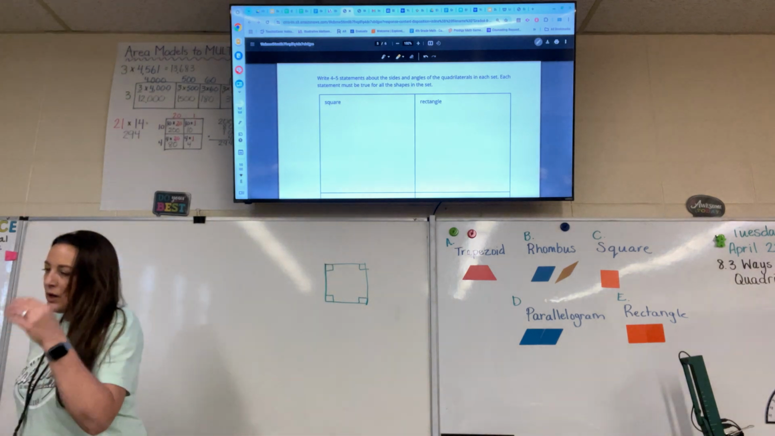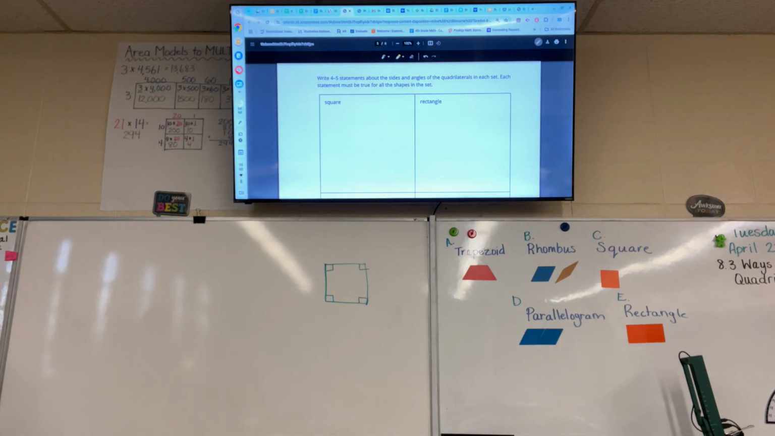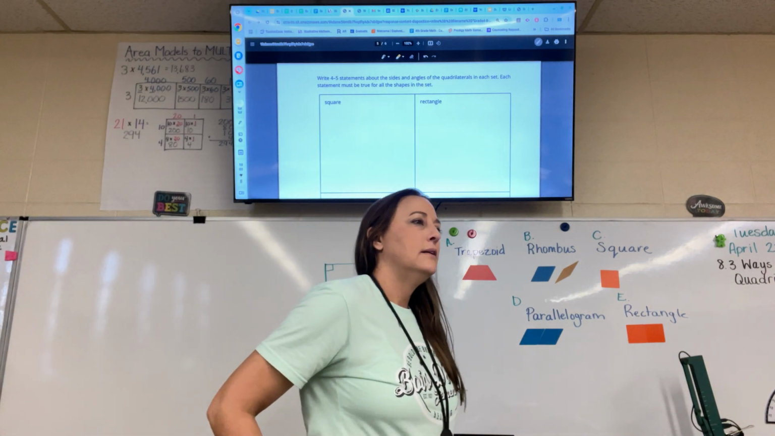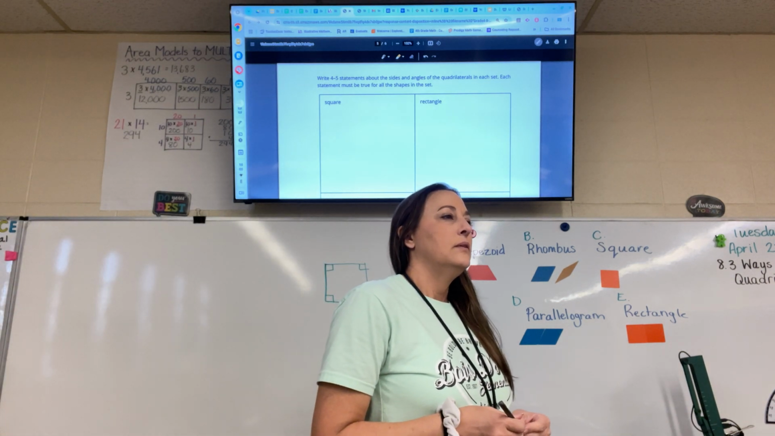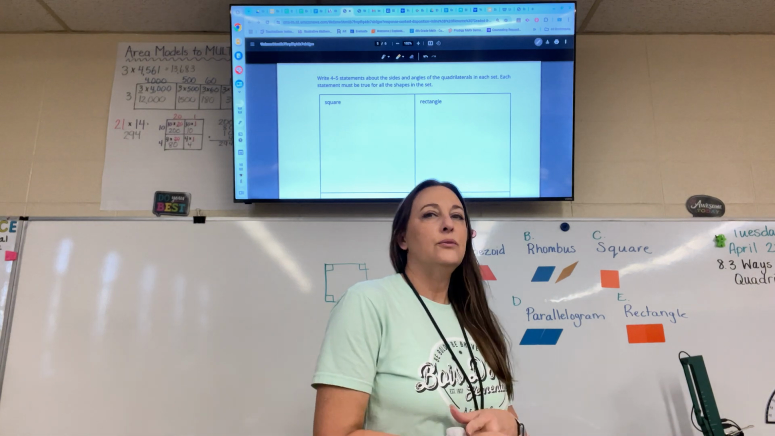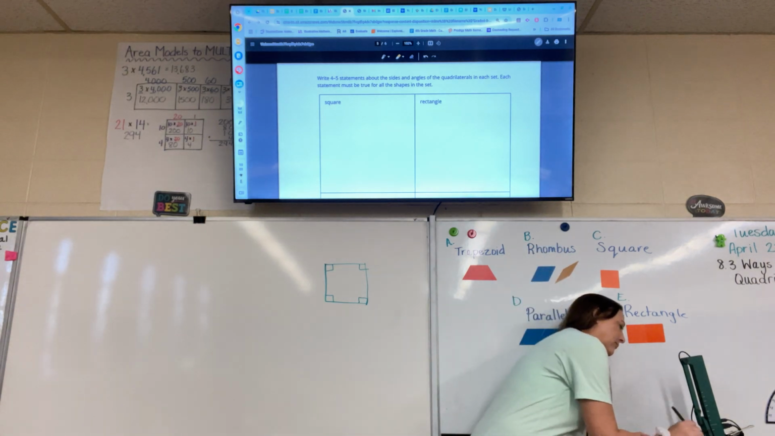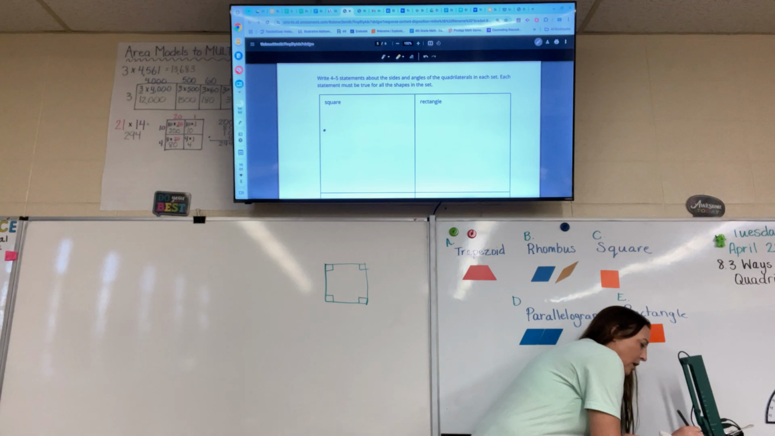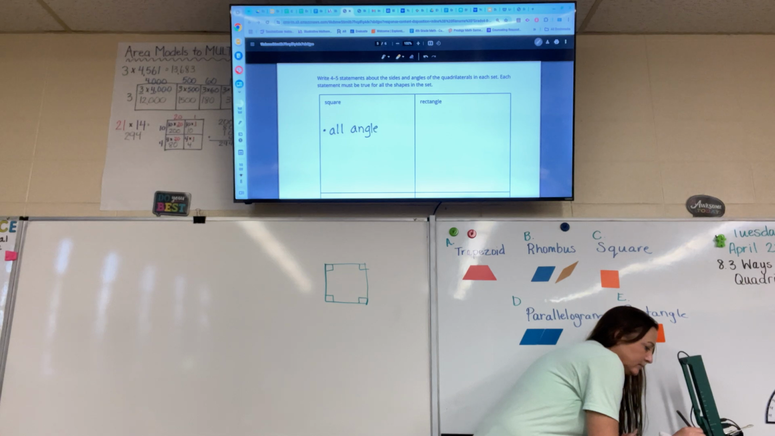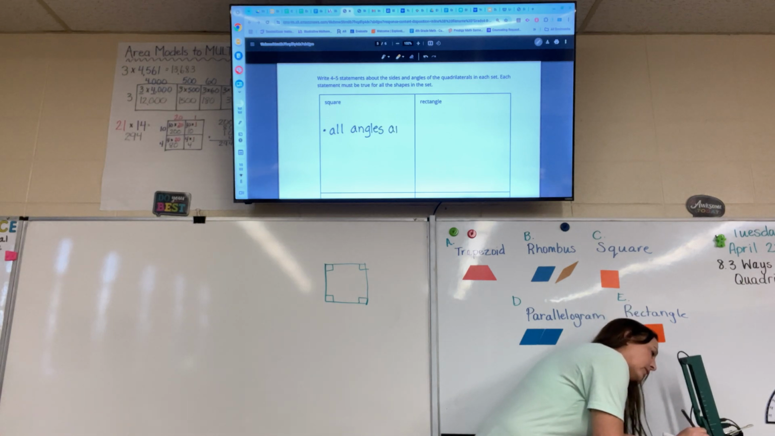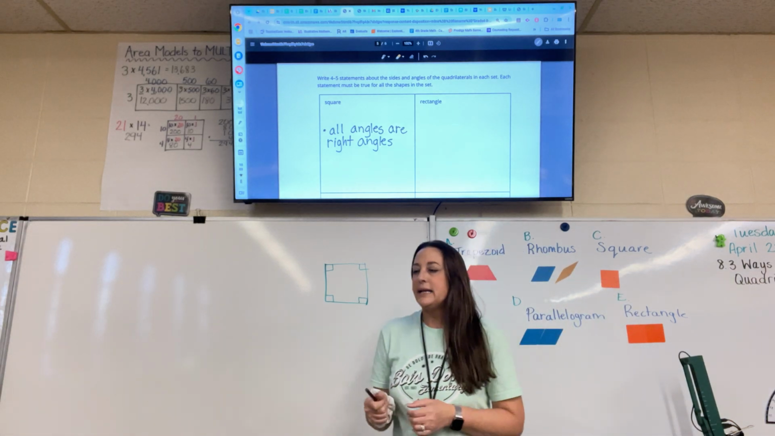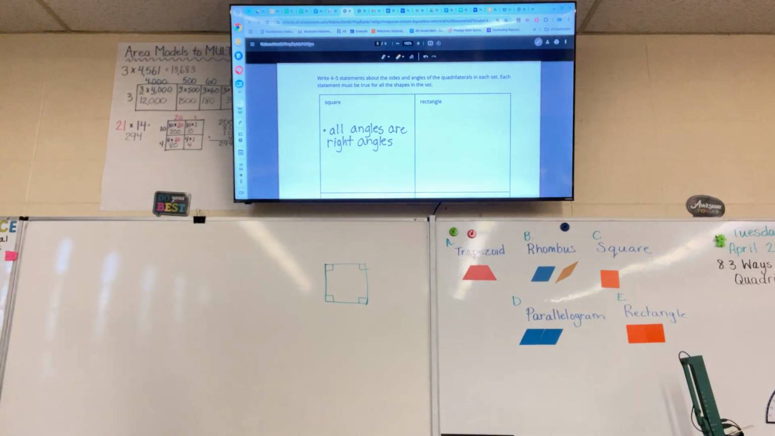So, what do you notice about all of the squares? Brantley? They all have right angles. They do. I'm going to make that be the second bullet point I write. So, all angles are right angles in a square. You guys need to write all of this down and write it neatly and write it small, because you're going to have to write 4 to 5 things. That's one thing.